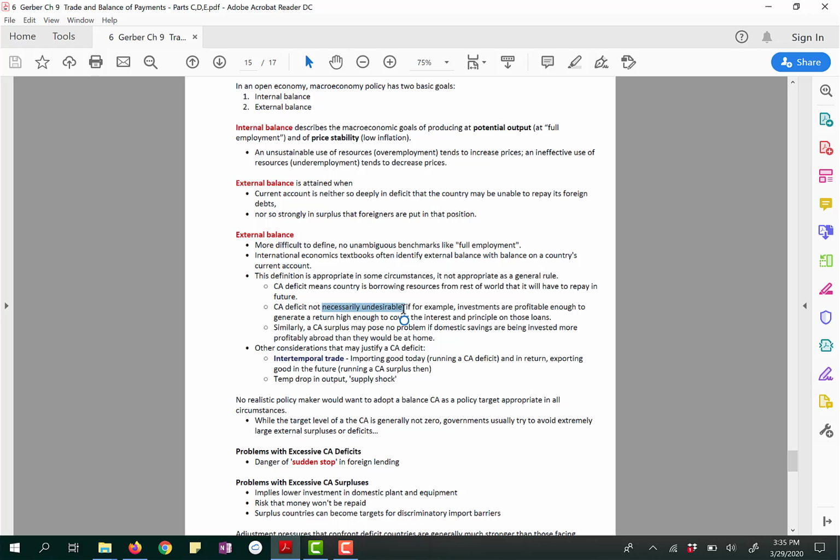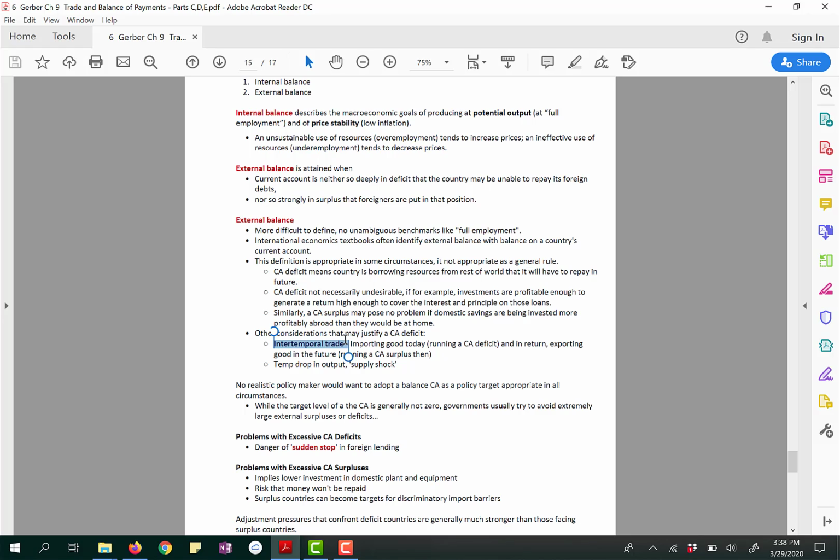For example, if the investments are profitable enough to generate a return that is high enough to repay the principal and interest on those loans, then it is no problem. Similarly, a current account surplus may be no problem. It could be the case that domestic savings can be invested more profitably, more efficiently abroad than at home.